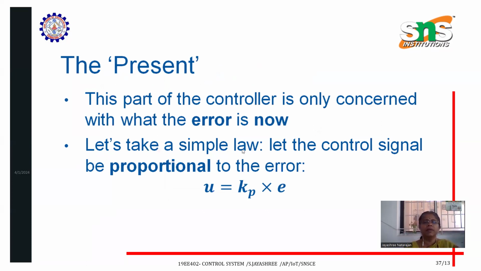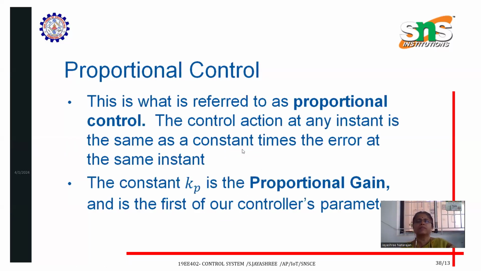Then let us take a simple law. Let the control signal be proportional to the error. So U equals Kp into E. E is my error signal, Kp is my proportional gain. If you multiply the proportional gain constant by the error value E, we get the control signal to the process. The value U from the controller is given to the process control. This is referred to as a proportional controller.